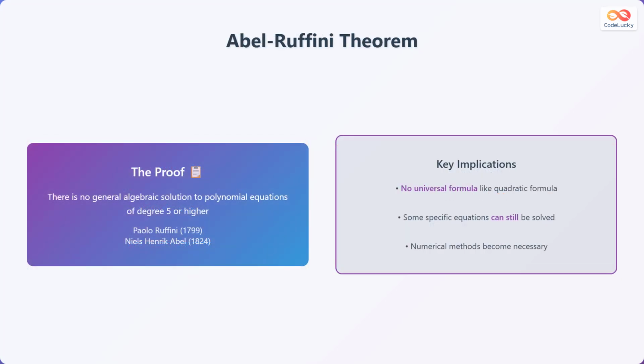The Abel-Ruffini theorem states that there is no general algebraic solution to polynomial equations of degree 5 or higher. This theorem was first proved by Paolo Ruffini in 1799, and later by Niels Henrik Abel in 1824. The key implications of this theorem are that there is no universal formula like the quadratic formula for solving quintic and higher degree equations. Some specific equations can still be solved by radicals, but a general solution does not exist. Consequently, numerical methods often become necessary to approximate the solutions.